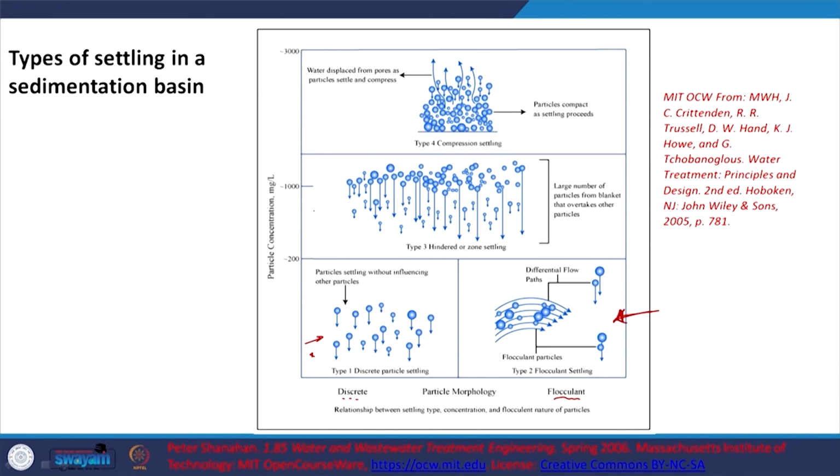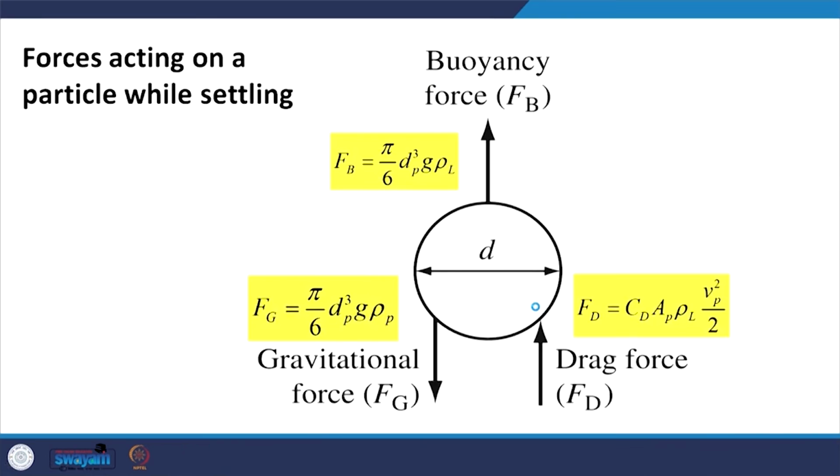In the context of wastewater treatment, obviously with respect to sludge settling or such, we know that hindered or zone settling, and then at the bottom it's going to be compression settling. But again, in general, for our water treatment relevant aspects, the sedimentation will typically be the flocculant or type 2 settling, let's see.